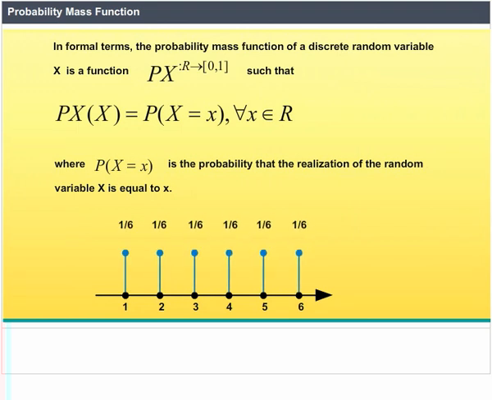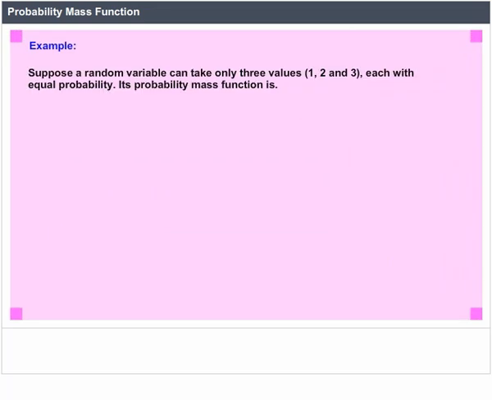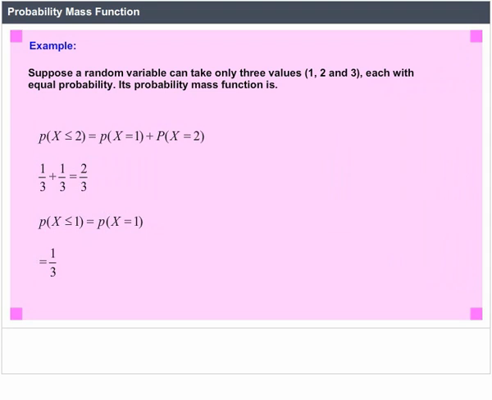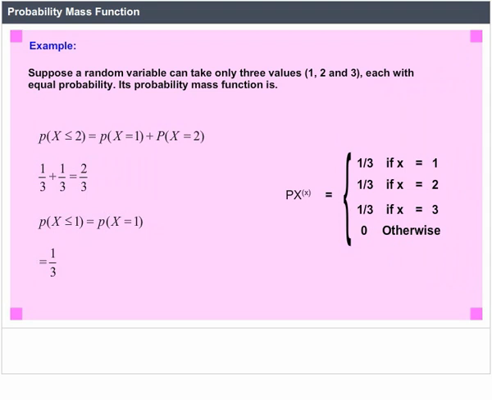Example: suppose a random variable can take only three values 1, 2 and 3, each with equal probability. Its probability mass function: probability of X less than or equal to 2 is probability of X equal to 1 plus probability of X equal to 2, then 1 by 3 plus 1 by 3 equals 2 by 3. So probability of X less than or equal to 1 is equal to probability of X equal to 1, equal to 1 by 3. Then the final answer: 1 by 3 for x equal to 1, 1 by 3 for x equal to 2, 1 by 3 for x equal to 3, then 0 otherwise.